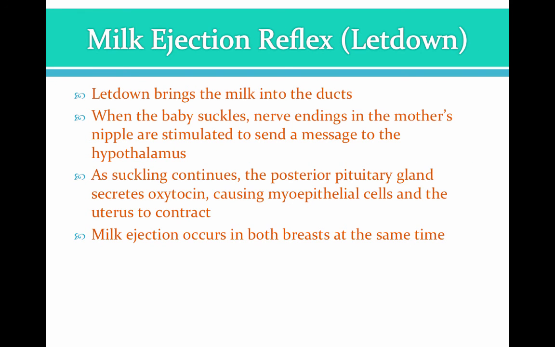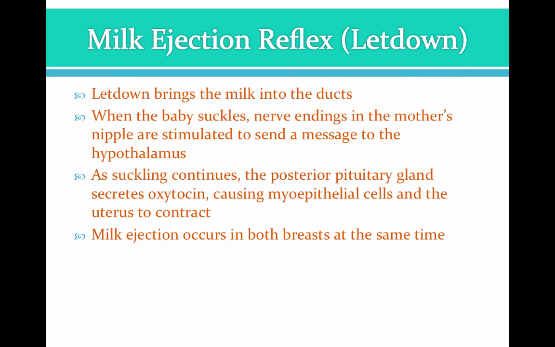Milk ejection reflex is also called letdown. Letdown brings the milk into the ducts, making it available to the baby through suckling, and it lasts for a short period of time and then the flow subsides. There's a free flow of milk moving fat down through the ducts, and this is a point where the baby switches from nursing quickly to having slower, more deep sucks.